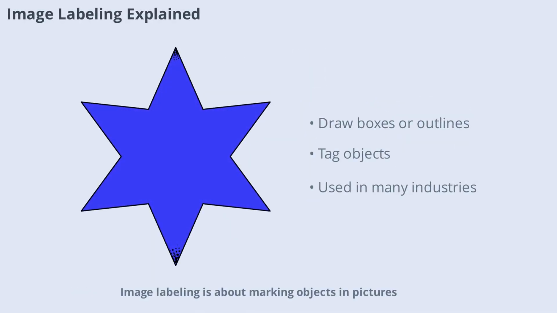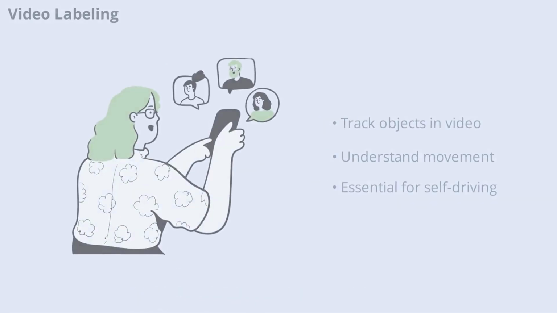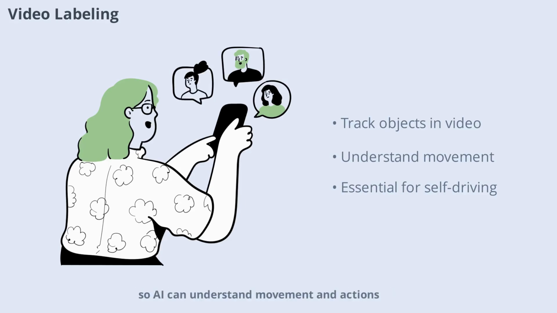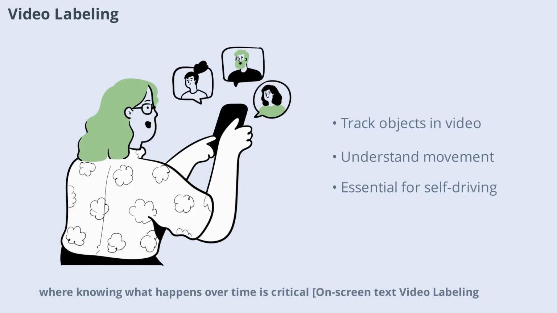Image labeling is about marking objects in pictures. This could mean drawing boxes around cars, outlining people, or tagging animals. It's used in everything from photo apps to security systems. Video labeling takes it a step further. Here, objects are tracked across frames so AI can understand movement and actions. This is key for self-driving cars and surveillance, where knowing what happens over time is critical.